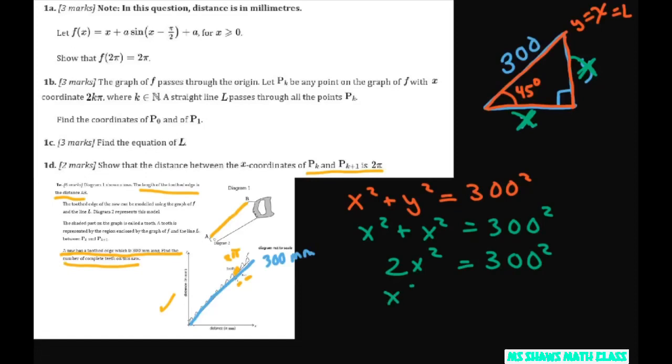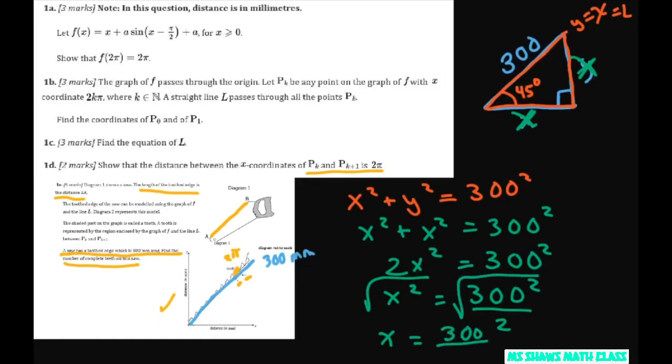Divide by 2, you get 300 squared divided by 2. Take the square root, and we want the positive. So that's going to be 300 divided by the square root of 2. Now, that's the exact value, or you can write this as 212.132. That would be another exact value for IB. So that's your x value here.